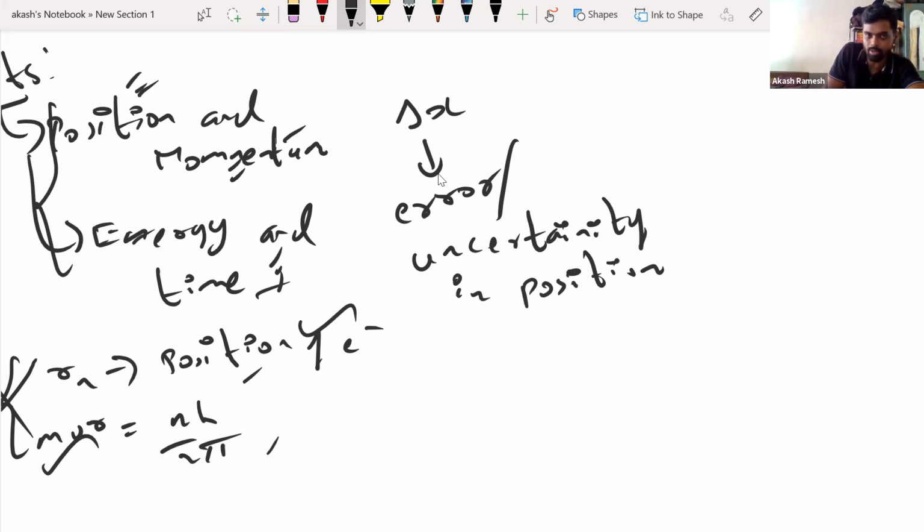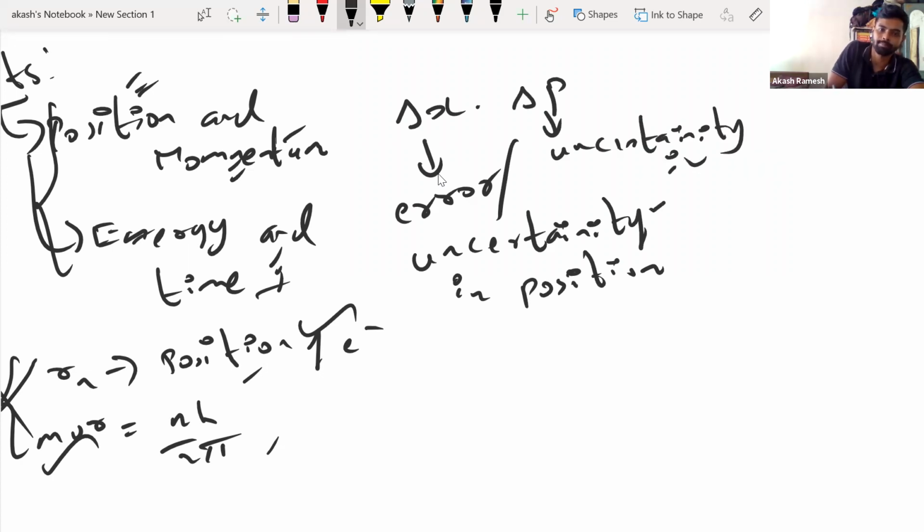Okay, this is the error value. Delta x is the error value, or I can call it the uncertainty in position. If I multiply it with the uncertainty in momentum, delta x is the uncertainty in position, delta p is the uncertainty in momentum.